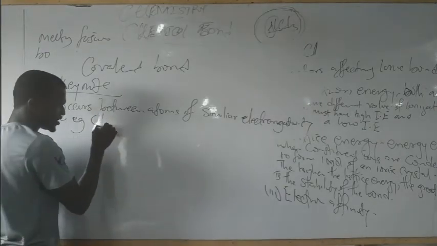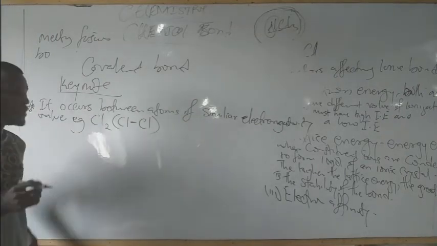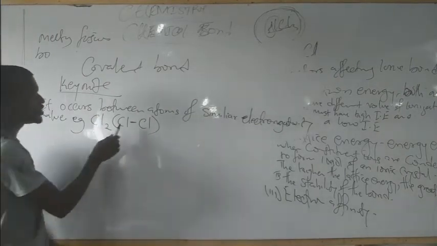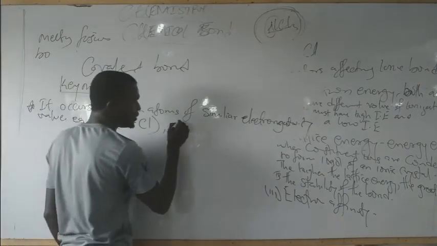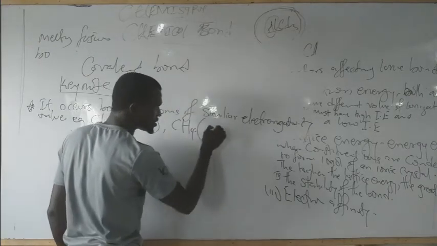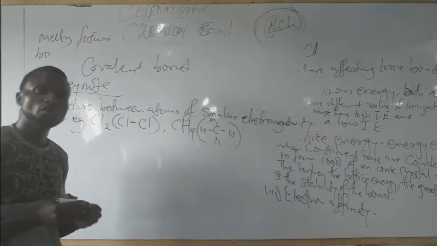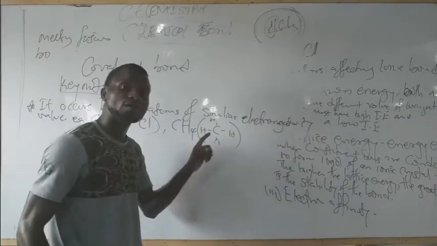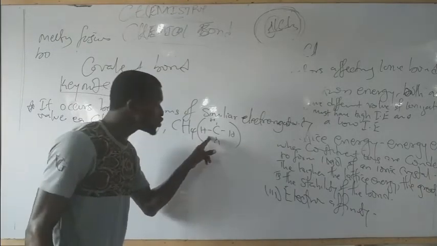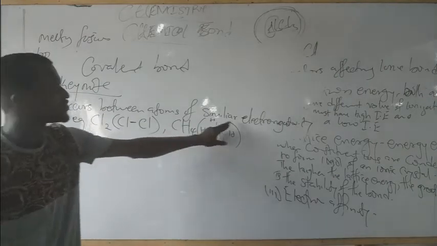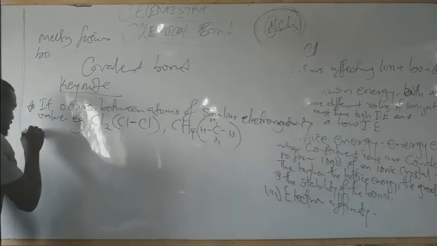For example, look at chlorine gas, in parenthesis, Cl-Cl. This is a covalent linkage occurring between chlorine and a similar chlorine atom. Then look at another one again. Methane, CH4, in parenthesis, carbon with four hydrogens. If you look at the electronegativity values of hydrogen and carbon, they are almost similar. Therefore, the linkage here is a covalent bond. So to identify a covalent bond, it is always between atoms of similar what? Electronegativity value.